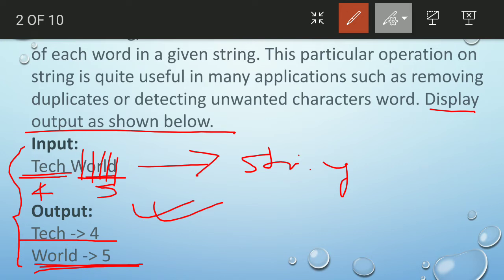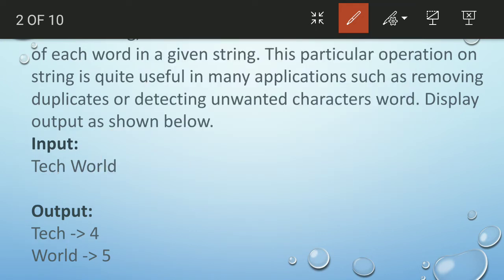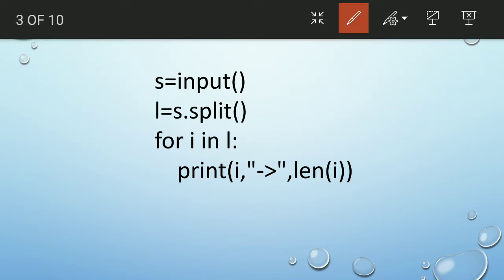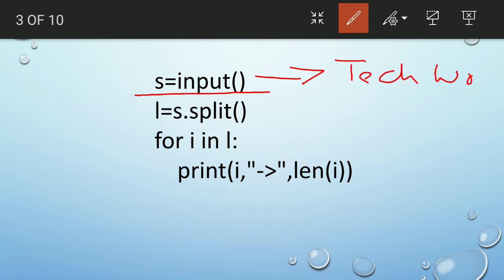So let's see the code. It's very easy. So this is the code. s equals input, so this implies tech world. Tech world is our input.